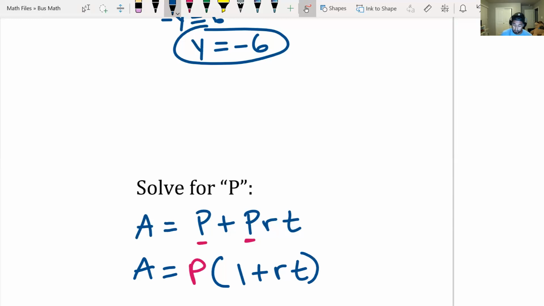If you want to check your work, take this P and distribute it back in. If you distribute it back, guess what? You're right back here. P times 1 is P. P times RT is PRT. Therefore, it checks out. Our factoring is correct.